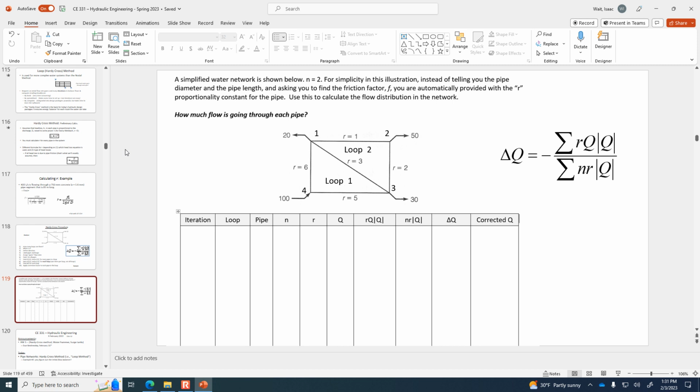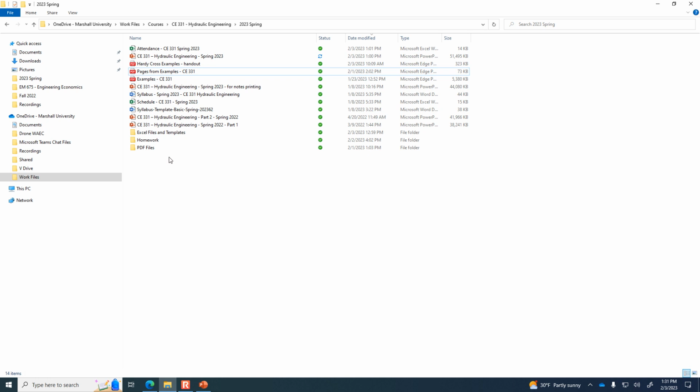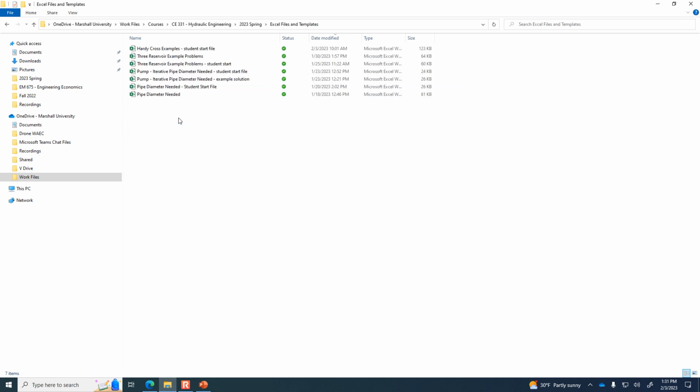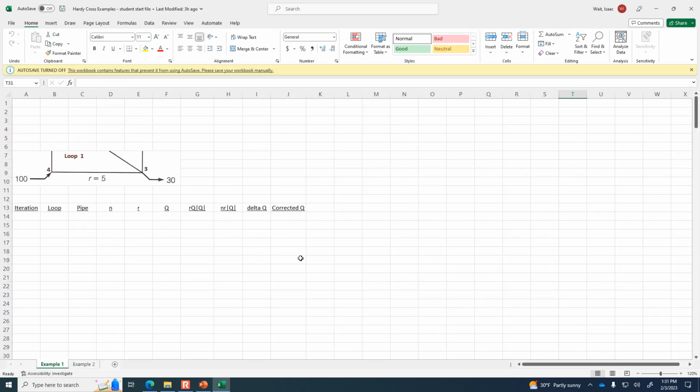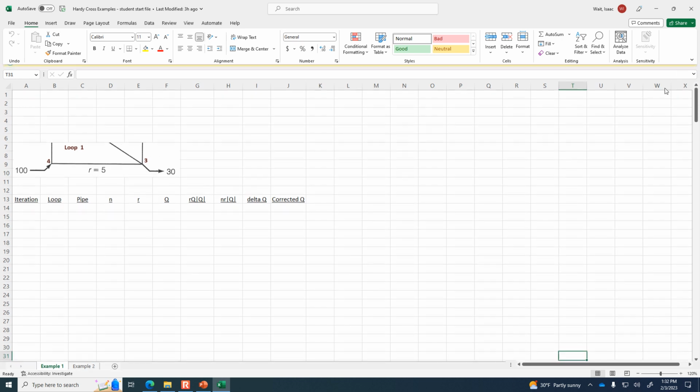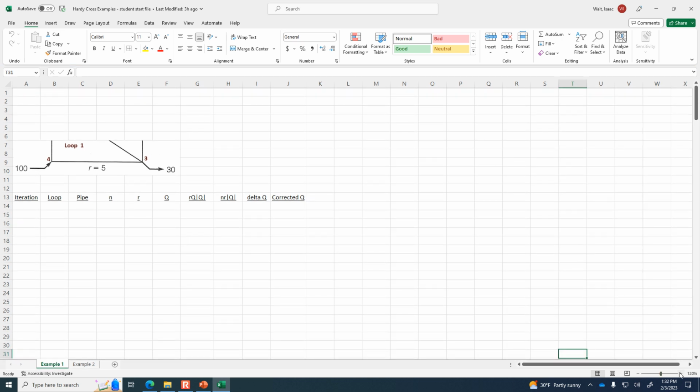I emailed you a template file. It's also posted on Blackboard if you want to get it there. It is the Hardy Cross example student start file. We'll use example 1 for today.